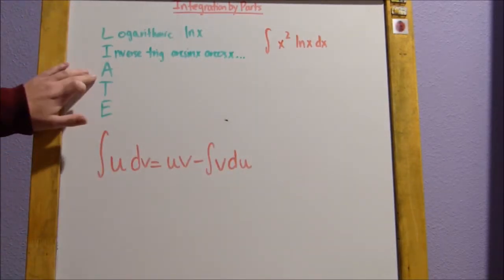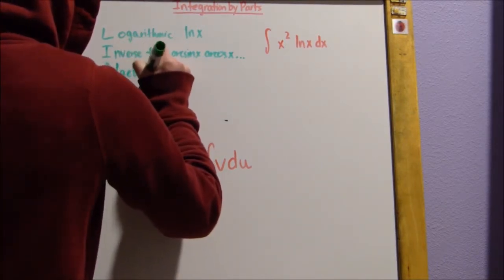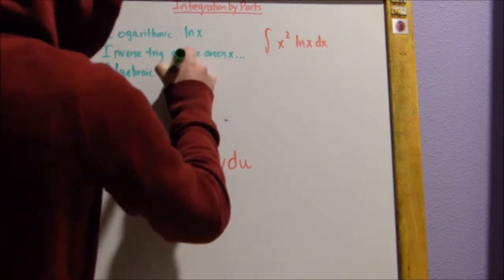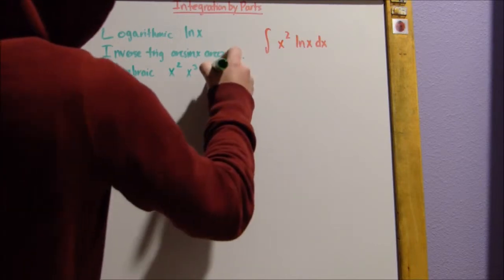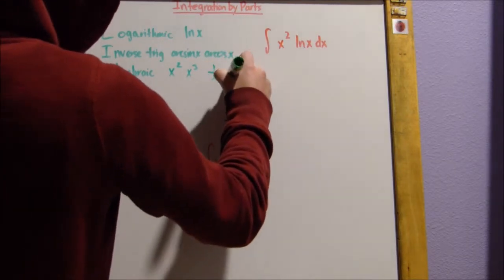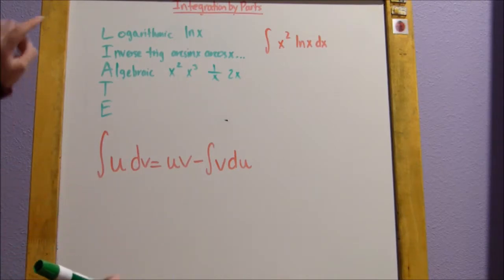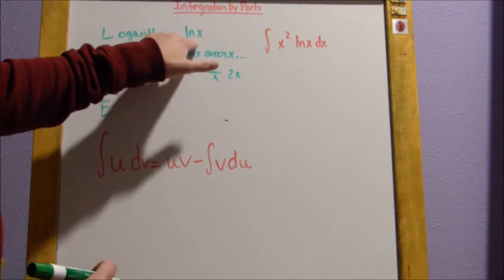And then our next one is algebraic. So this is basically anything involving x. So it would be x squared, x to the third, 1 over x, 2x, anything like that. But you have to make sure that the x is not in the exponent, because that's what our E stands for, or it's not in a ln.